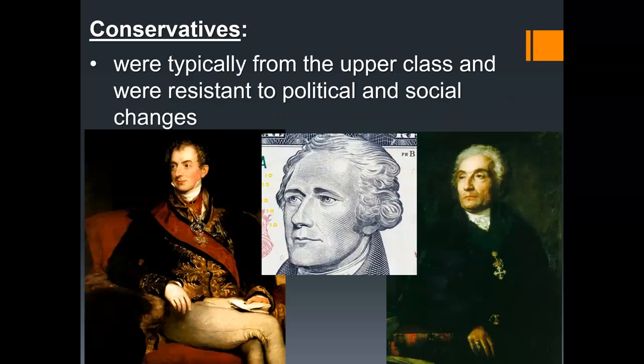And the first is we're going to call conservatism, and the people who follow conservatism would be conservatives. And conservatives typically came from upper class parts of society. People are well off, well educated, and they're resistant to change. They don't like the idea of change because change could threaten the position they're already in, which is usually at the top of society.